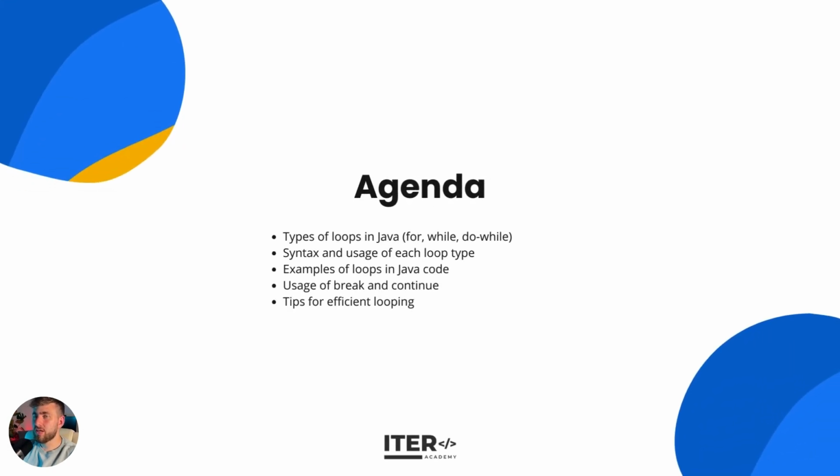During this lesson, we'll discuss the following topics. Types of loops in Java: for, while, do-while. We'll also discuss the syntax and usage of each loop type. We'll also see some examples of loops in Java code. We'll see the usage of break and continue statements. And we'll also share tips for efficient looping.